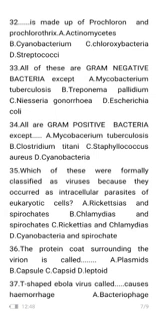Number 33, which of these are gram negative? Okay, all of these are gram negative bacteria except A. Mycobacterium tuberculosis, B. Treponema pallidum, C. Neisseria gonorrhea, D. Escherichia coli. The answer is Mycobacterium tuberculosis. Yes, Mycobacterium tuberculosis is a gram positive bacterium.